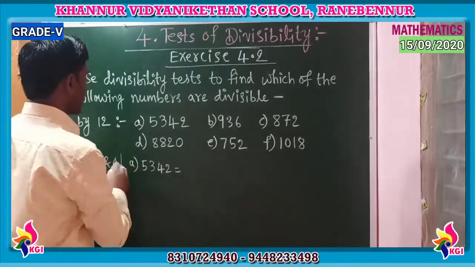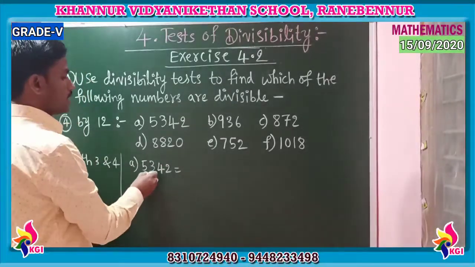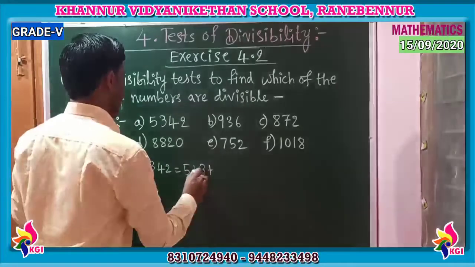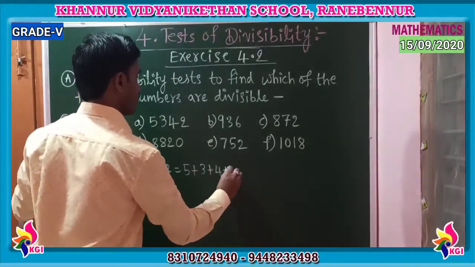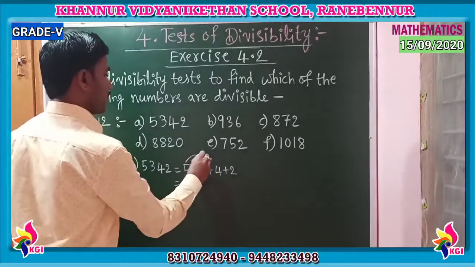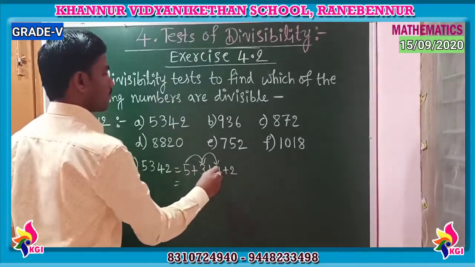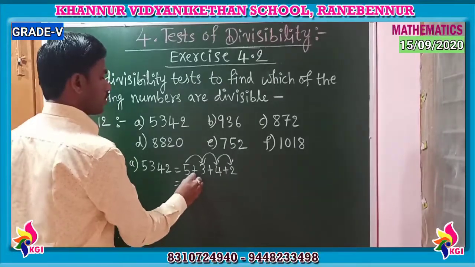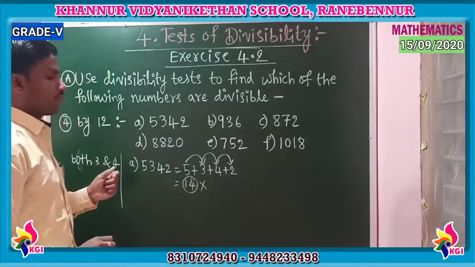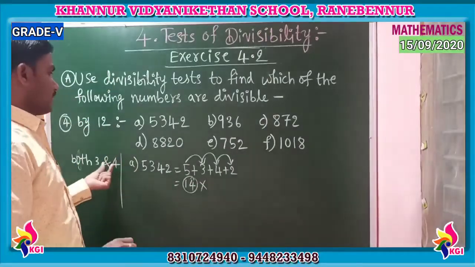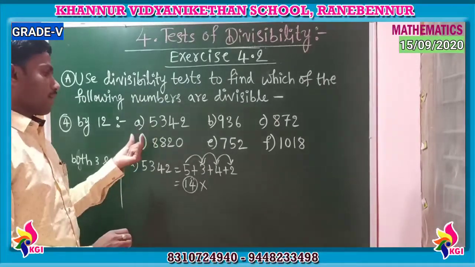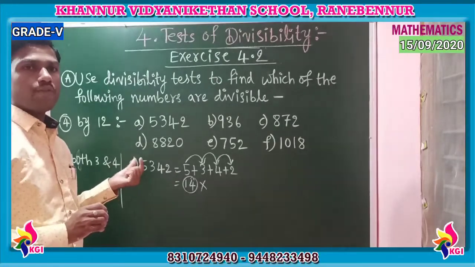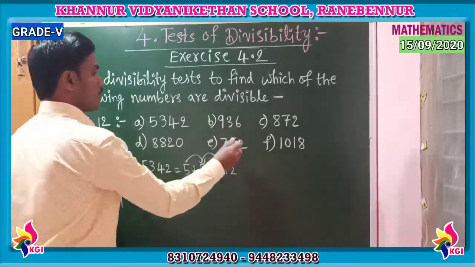First, the A question is 5,342. First of all, we check the divisibility by 3. Sum of its digits: 5 plus 3 plus 4 plus 2. 5 plus 3 is 8, 8 plus 4 is 12, 12 plus 2 is 14. So 14 is not divisible by 3, which means that number is also not divisible by 12. We don't need to check the divisibility by 4. Then what about this B?